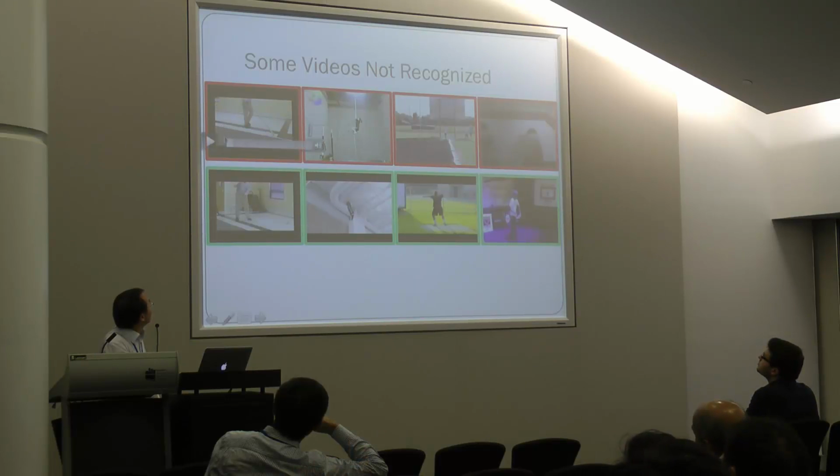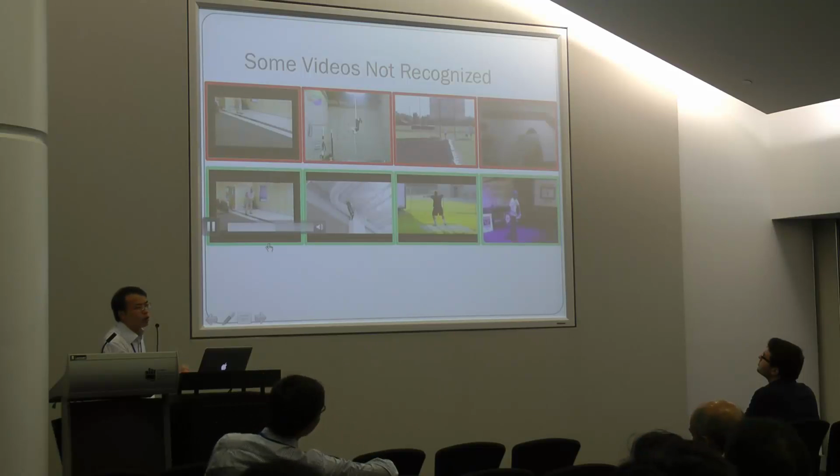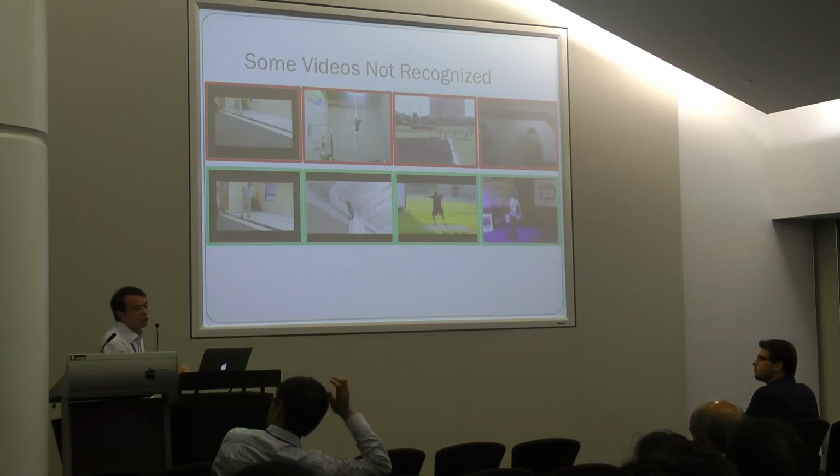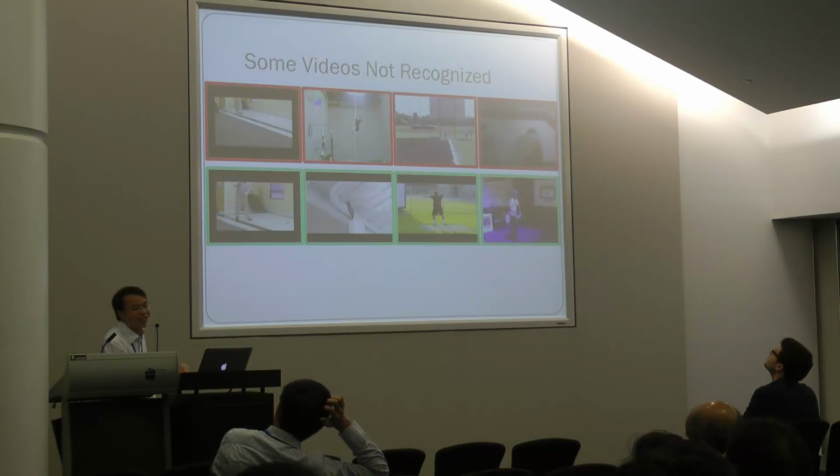That's the problem. In the first example, they are reverse. This one is Iraq, and this one has swing. So the motion, I think it also depends, which also means most approaches are not very generalized.